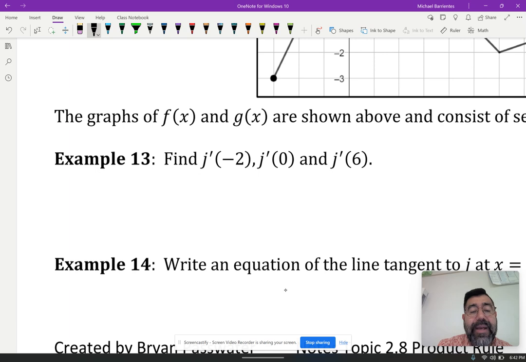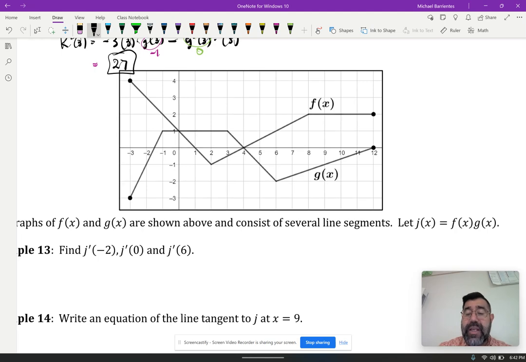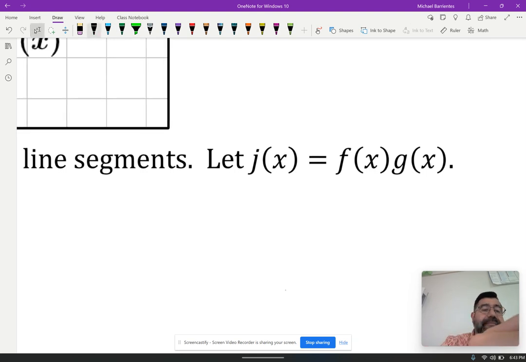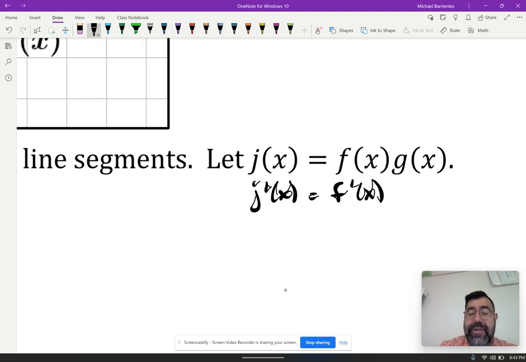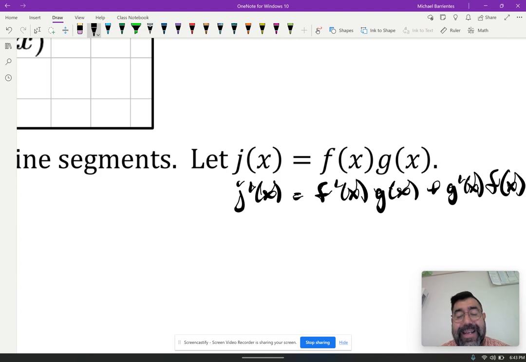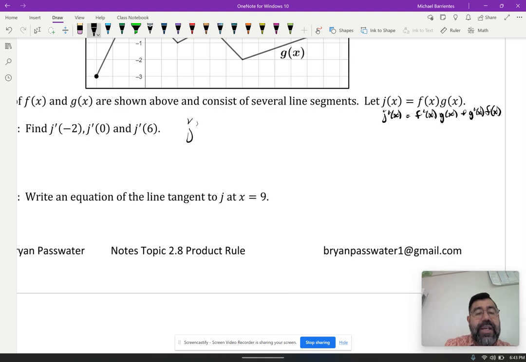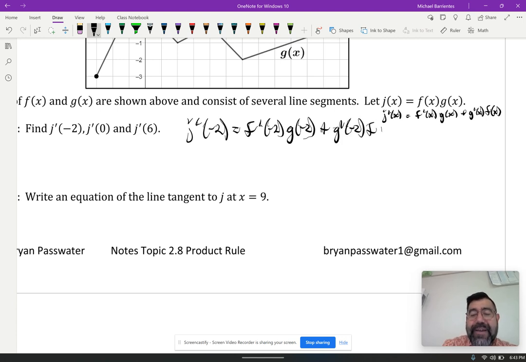We're going to find j prime at x equals -2. Well, first of all, where is j? It's not the graphs, because the graphs are of f and of g. J is this, which means j prime is the product rule, because I'm multiplying f times g. So the derivative would be f prime times g of x plus g prime times f of x. That is what we need, because when we come back to the actual problem, they want us to find j prime of -2. So j prime at -2 is f prime at -2 times g at -2 plus g prime at -2 times f of -2.